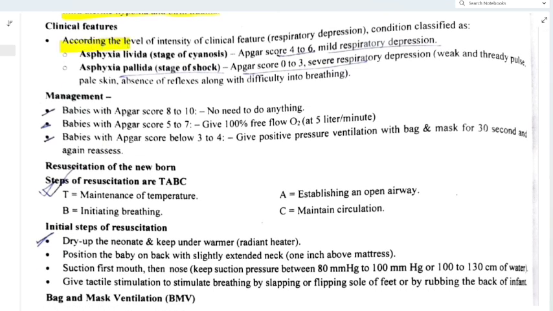According to the level of intensity of clinical features or respiratory depression, the condition is classified as asphyxia livida, that is the stage of cyanosis. Apgar score will be 4 to 6 and this is called mild respiratory depression. The next one is asphyxia pallida, also called the stage of shock. Apgar score is 0 to 3. So this is more severe, right? Severe condition compared to asphyxia livida. Severe respiratory depression, that is weak and thready pulse, pale skin, absence of reflexes along with difficulty in breathing.